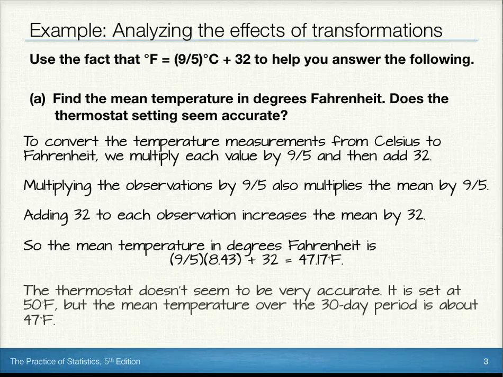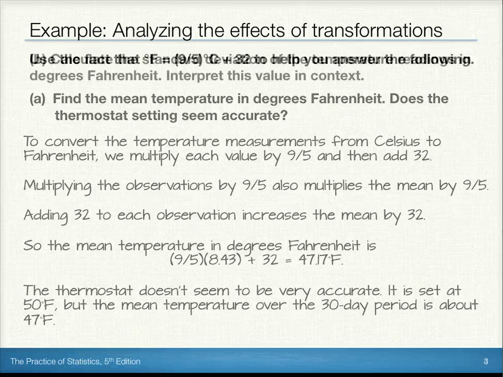So, the mean temperature in degrees Fahrenheit will be found by taking 9/5 times the mean in degrees Celsius, 8.43, plus that constant of 32, for 47.17 degrees Fahrenheit. Now, the thermostat doesn't seem to be very accurate. It's set at about 50 degrees, but the mean temperature, according to this, is about 47 degrees Fahrenheit.